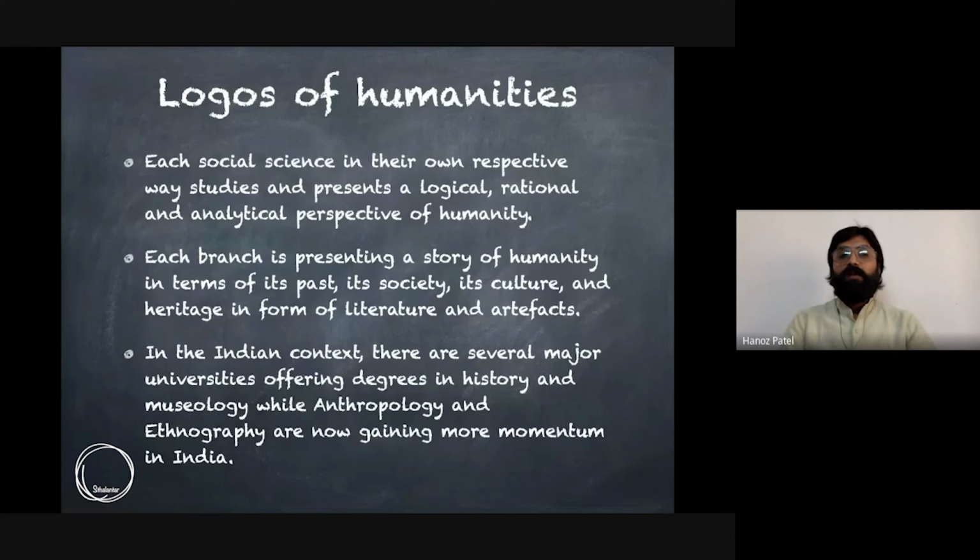So when we are talking about the logos of humanities, we are basically talking about how each social science in its own respective way studies and presents a logical, rational, analytical perspective of humanity, right? And each branch is presenting a story in terms of its parts. It might be society की information, culture की information, heritage की information. It can be in the medium of literature, artifacts, and so on and so forth.